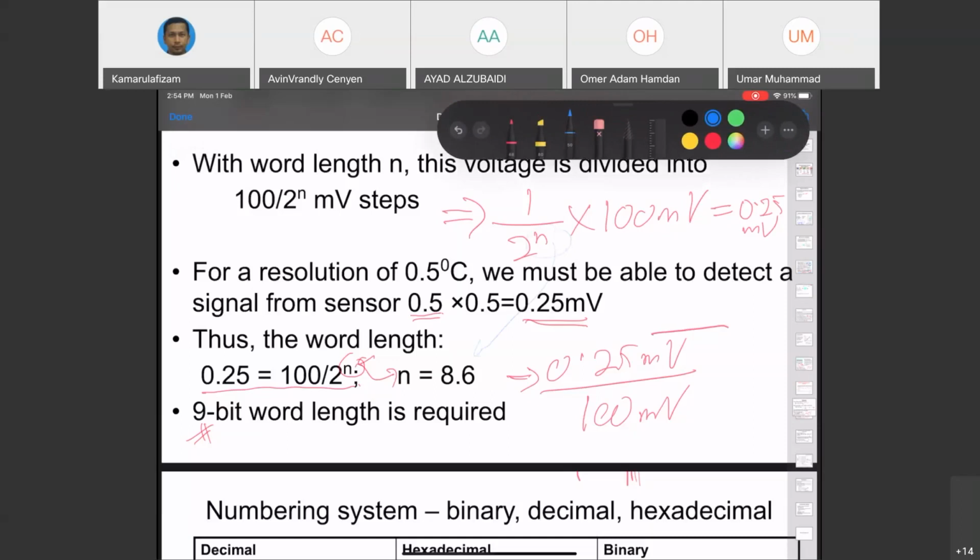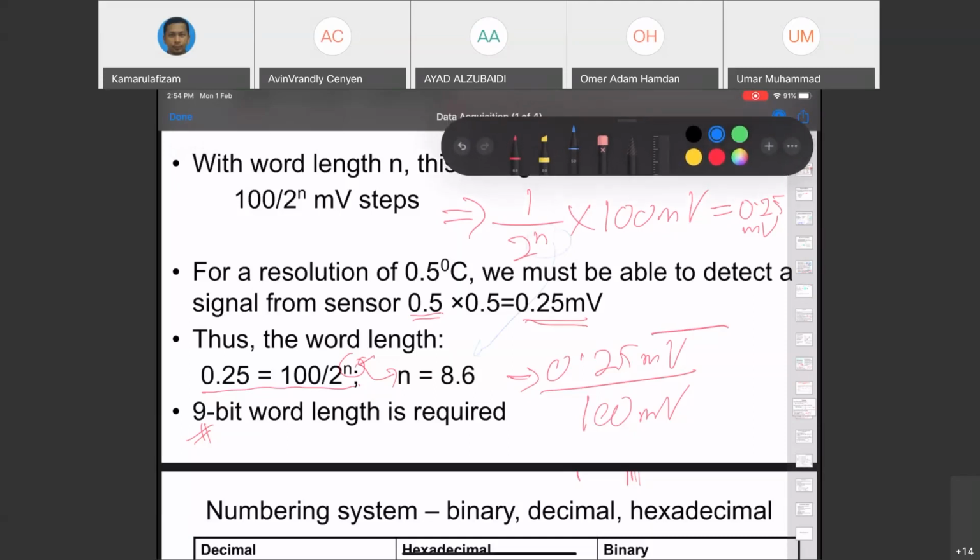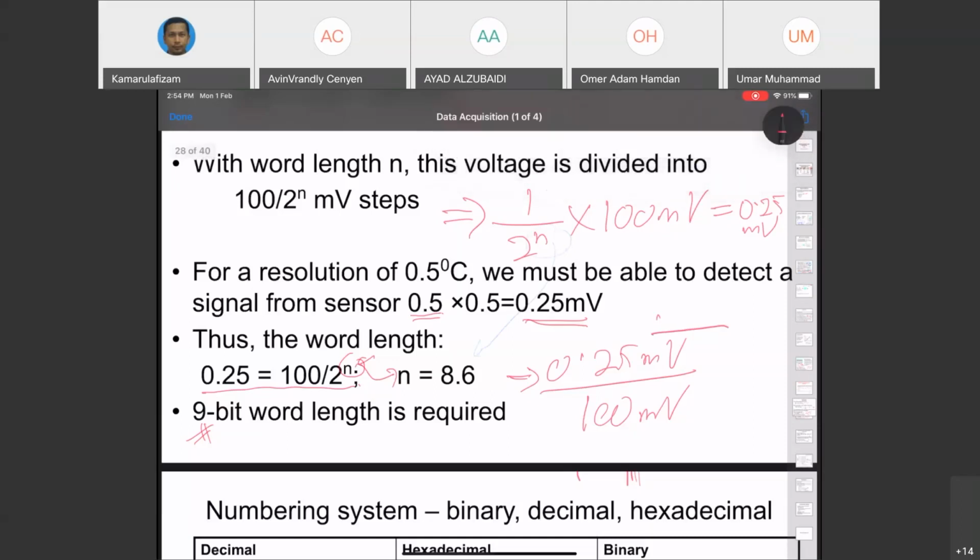No? Yes, clear, doctor. It's quite clear, right?